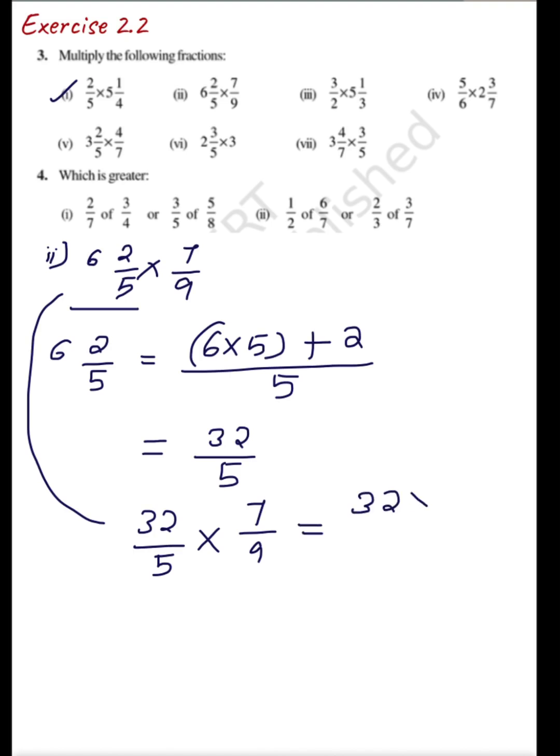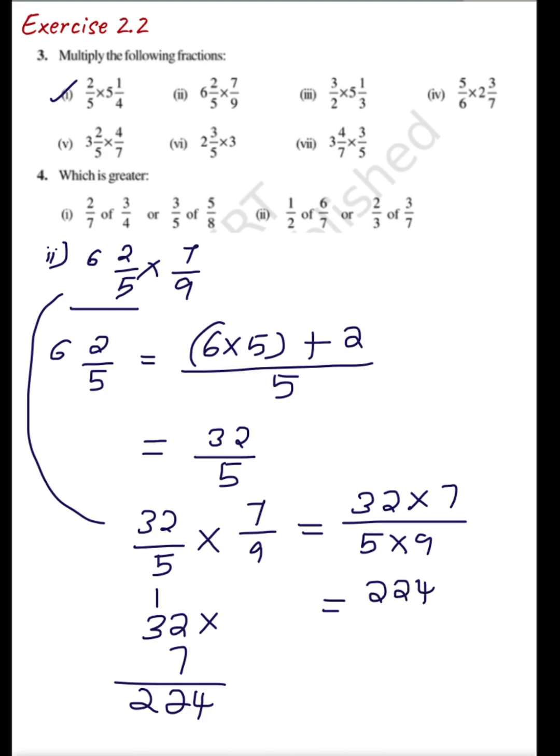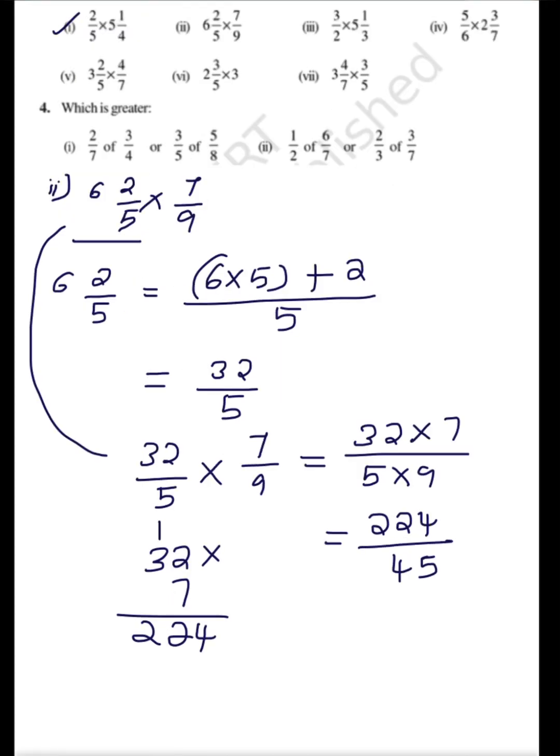Now you can just multiply the numerators together and the denominators together. So you will get 32 into 7 divided by 5 into 9. Now they don't have any common factors between them, so you can just multiply and write the answer. Let's multiply 32 into 7. So you will get 14, carry 1, 21, 22. So 224. Divided by what is 5 into 9? It's 45. So we got the answer as 224 by 45.